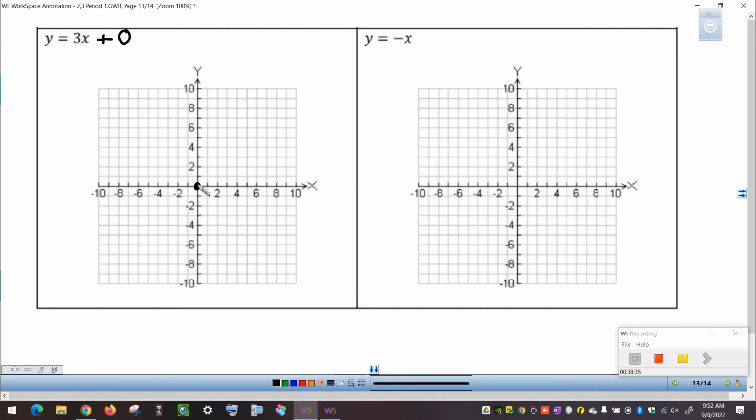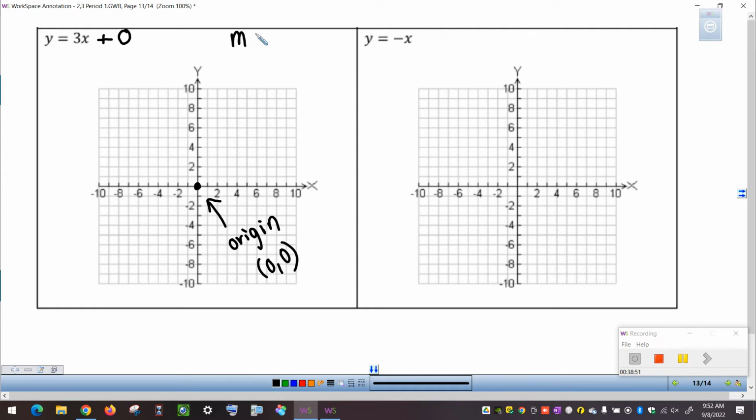So where that's going to be on the graph, well, it's going to be right in the middle of the x-axis and the y-axis. This little point here has a special name. It's called the origin. That's the point (0, 0). So that's what we're going to start with if your y-intercept is 0.